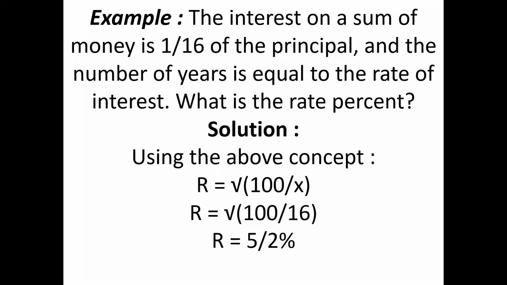Here we write R equals root over 100 by 16. Why have we written 16? Because the given interest is 1 by 16th of the sum of money. So that's why we have written 100 by 16, instead of x we have written 16. If we calculate root over 100 by 16, you will get 5 by 2. And since it is a rate of interest, we always need to use percentage. So R will be 5 by 2 percent.